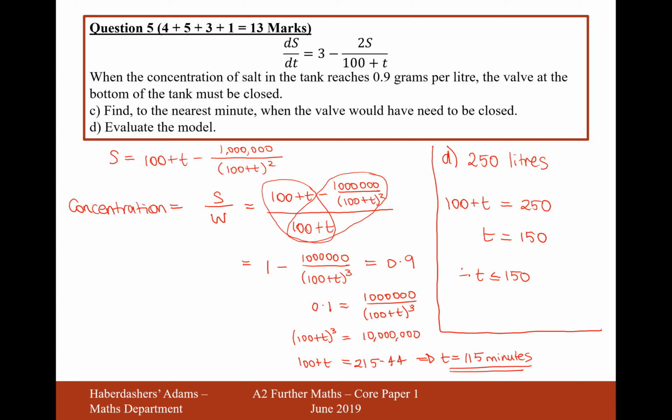Wow, big question that one. 13 marks for question 5 there. Hopefully that explanation helped you out a little bit. And let's move on to question 6.